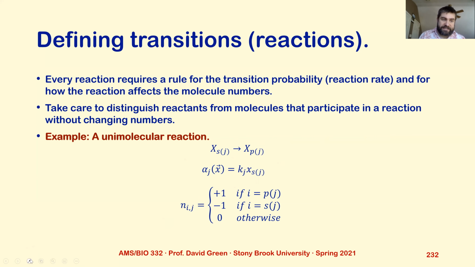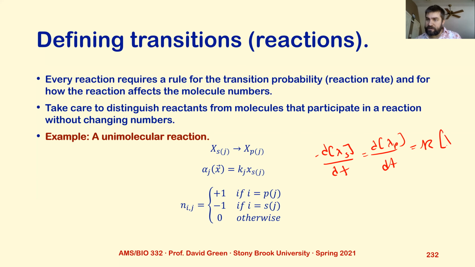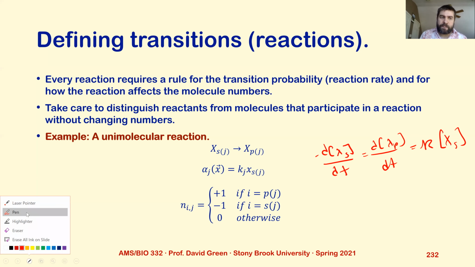This is exactly analogous to the idea that in the mass action kinetic model, the rate of change of each of these two species would be some constant times the concentration of substrate, an exactly analogous expression here, just using numbers of molecules instead of the concentrations.